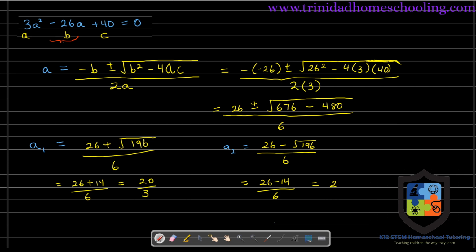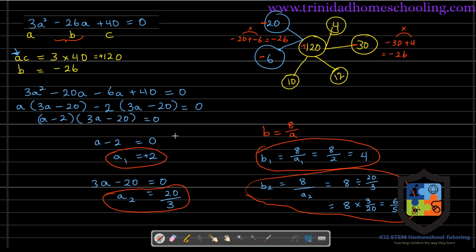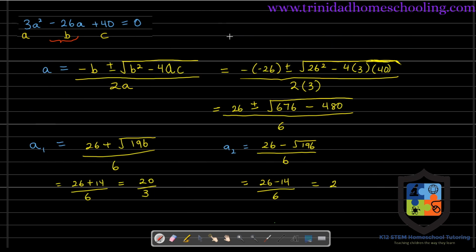So now we know that our a1 and a2 are 20 over 3 and 2. If we go back to our previous page where we solved using factorization, a is 2 and a is 20 over 3. When we substitute those values back into b, we will get the same 4 and the same 6 over 5 respectively for a1 and a2. I wouldn't do that here, but you see we got the same answers. It doesn't matter which one you call a1 or a2. What matters is that you keep a1 and b1 together and a2 and b2 together.